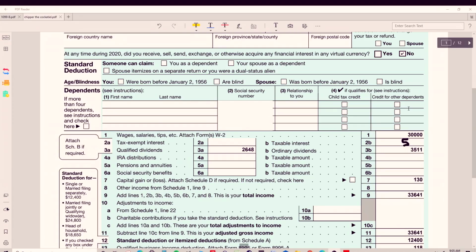Before we move on from capital gain distributions, I just want to point out that they do come across on page 1 of your 1040, on line 7 right here. That's where the $130 is coming through.